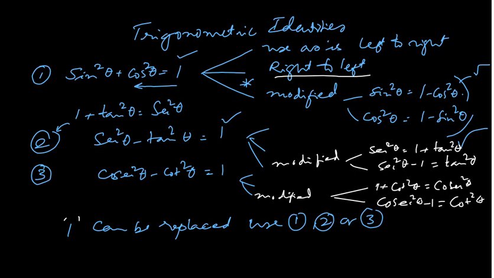The third level is the modified one, where you are making something the subject. If you need tan square theta to be replaced, this is the subject. Here cos square theta is made the subject. In the same way, secant square theta is made the subject, tan square theta is made the subject. So the subject is different, and that's what we call the modified one. Otherwise it is right to left. If you make something the subject, that becomes the modified one. That's it.